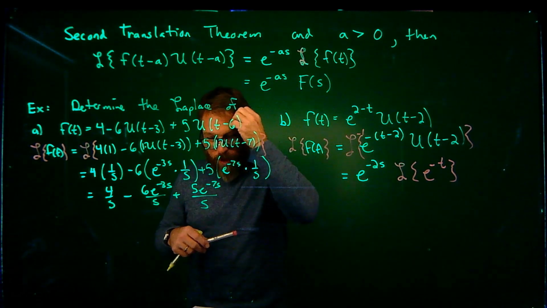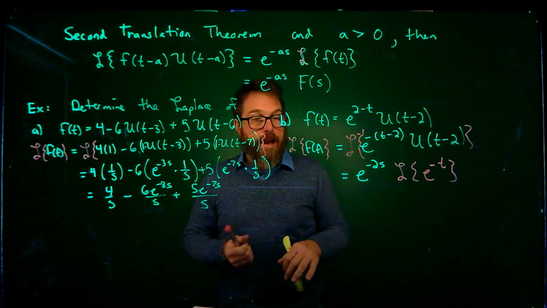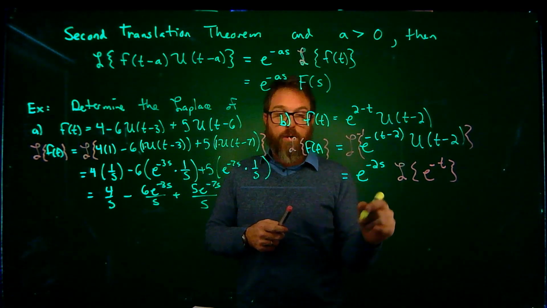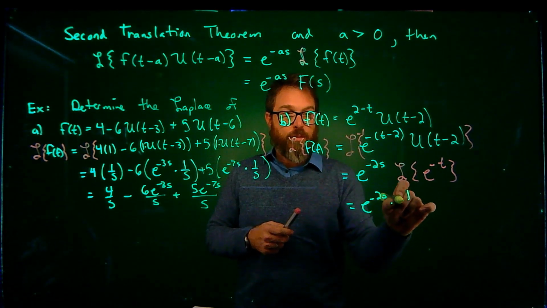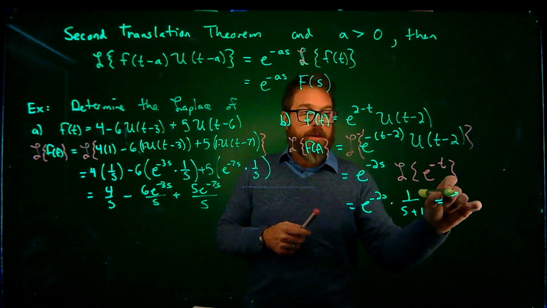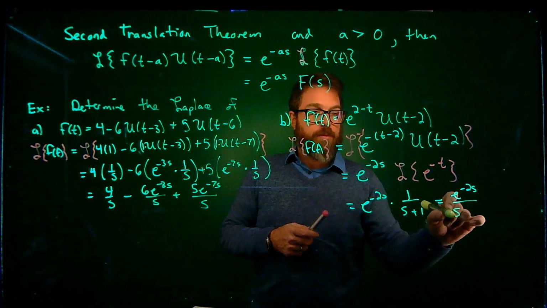Now we know the Laplace of e to the minus t is going to be 1 over s minus a, minus 1, so it's going to be 1 over s plus 1. So this is going to be equal to e to the minus 2s times 1 over s plus 1, or e to the minus 2s all over s plus 1.